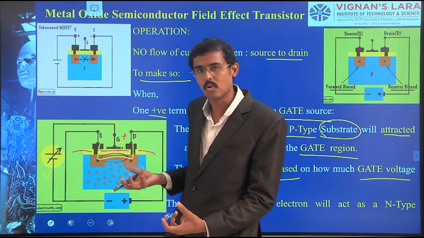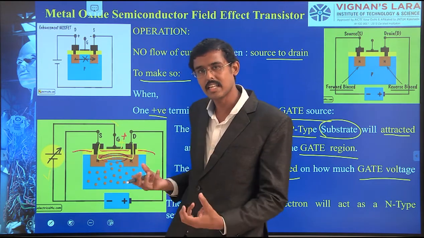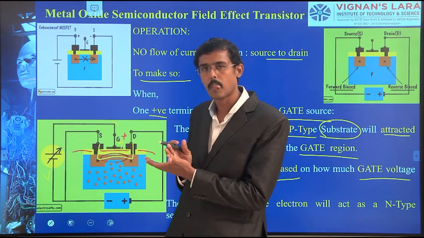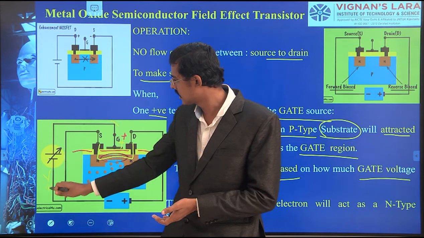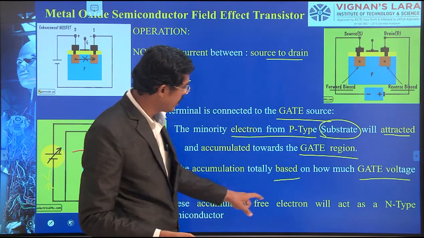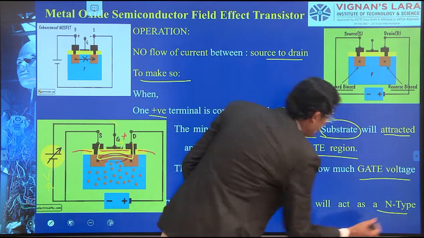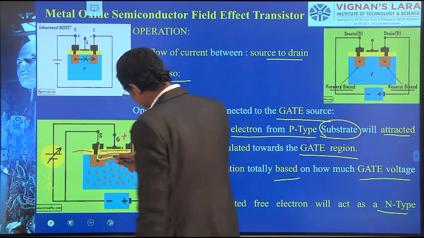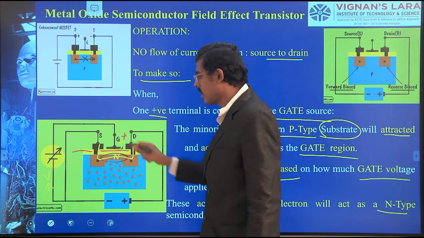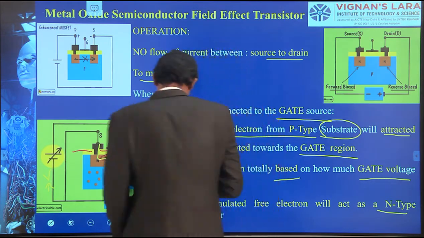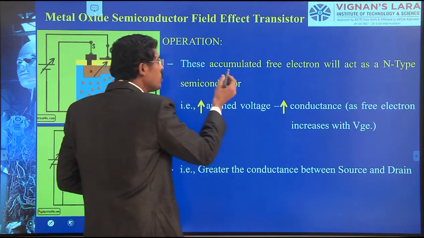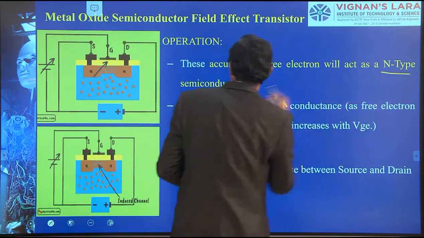We need more to flow. If it is less, like a switch, the supply will be off. If it is increasing, flow takes place. These accumulated free electrons will act as an N-type. So here also one N is generated. With N to N, the current will automatically flow. Very easy. Therefore these accumulated free electrons act as an N-type semiconductor.